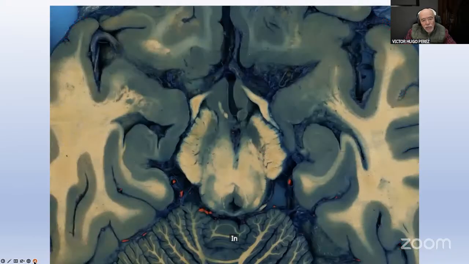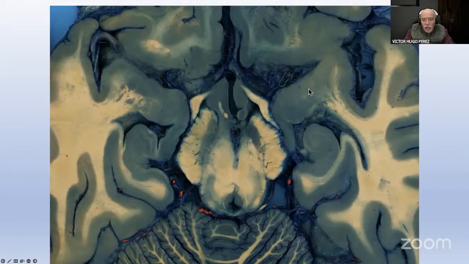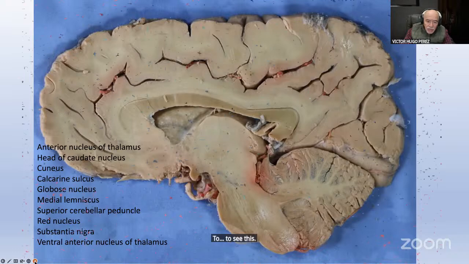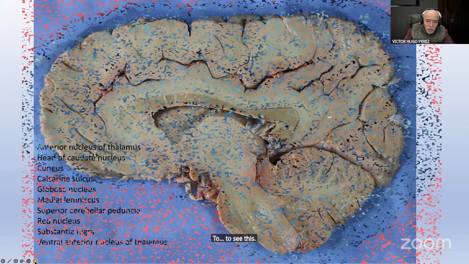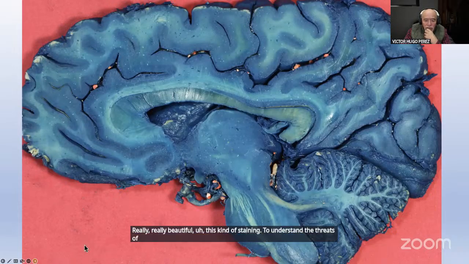After doing this Mulligan staining, we could observe in blue the cortical substance, the cortex, and in color white the white substance. So this is another picture to see this. Really beautiful, this kind of staining to understand the tracts of the brain stem, as you can see in here.